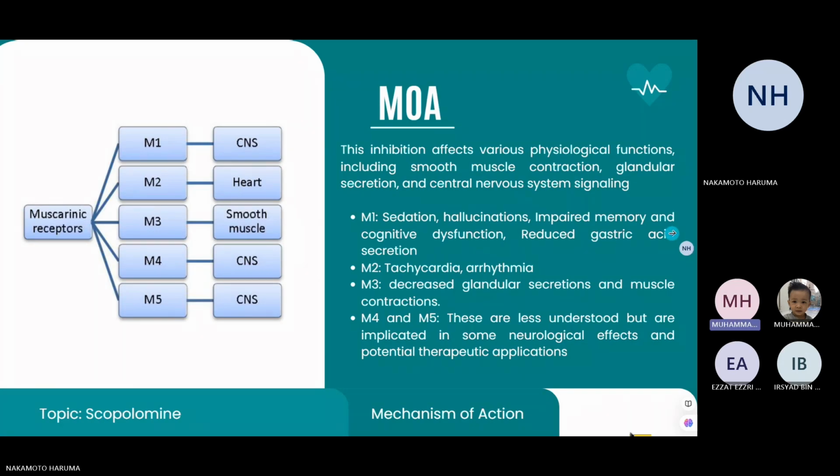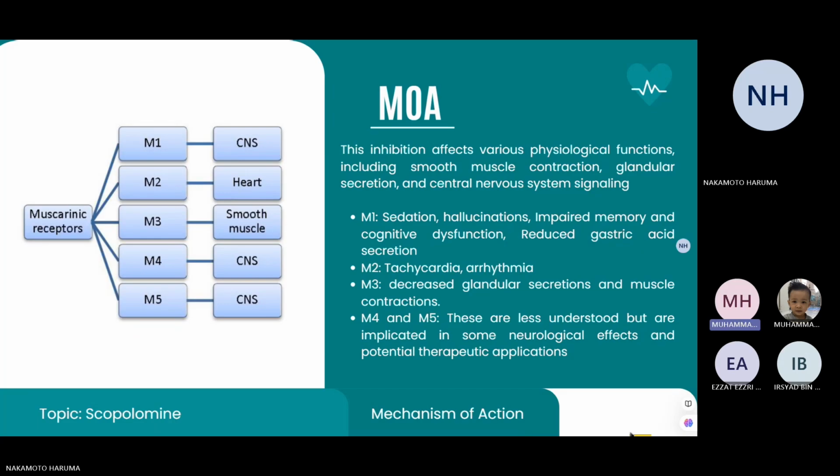For the M3 subtype, its location is mainly on smooth muscles such as the GI tract and also the bronchial muscles. So we can see that its antagonistic effects are decreased smooth muscle contraction, which leads to reduced GI motility, which also leads to constipation, and also reduced glandular secretion, which can be seen as symptoms like dry mouth, dry skin, and reduced sweating. And also bronchodilation, which is the dilation of the bronchial muscles, and it dilates the bronchus.